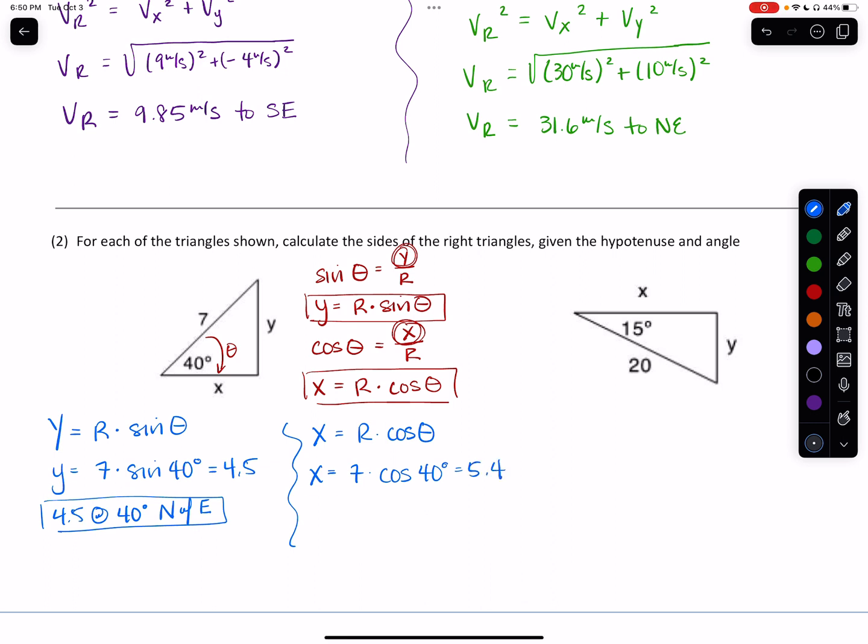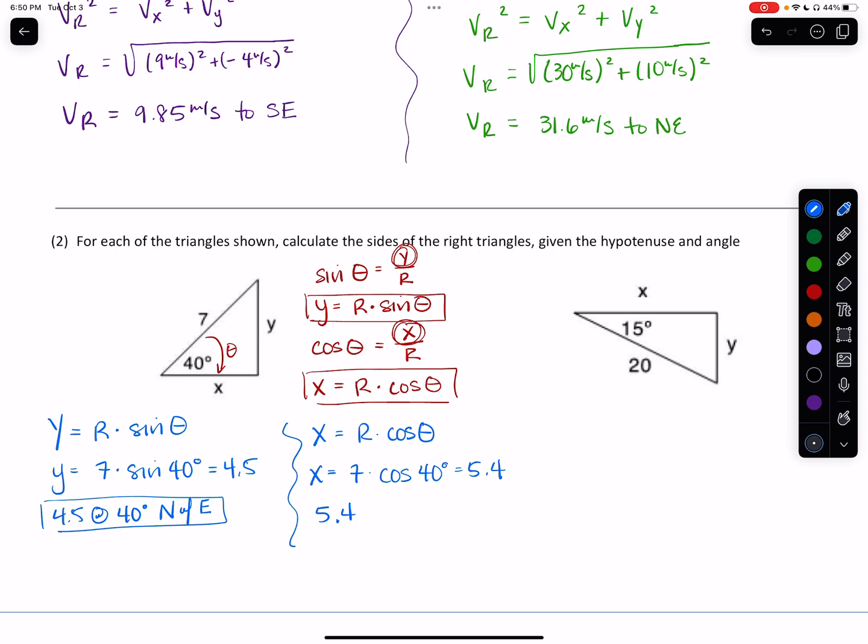Now, the reason that's reasonable, to be honest, I should have caught that. Our angle of 40 degrees is not quite halfway between 0 degrees and 90. And so that means that we've got more horizontal than vertical. Once we get to 45 degrees, then they should be equal. And then if you go above 45 degrees, the y component should be larger than the x. So if you keep that in mind, that'll also help you catch some errors. Obviously, I needed a little help there.